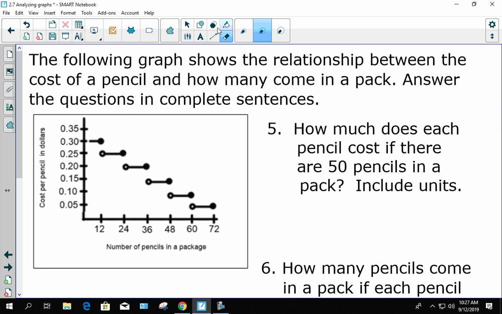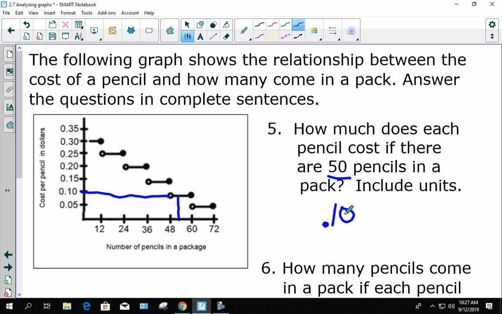So, here's the first question. How much does each pencil cost if there are 50 pencils in a pack? So we got to go here. Right here is 50, I would say. It doesn't have to be exact. But I come up to here. This range is at what cost? 10 cents.